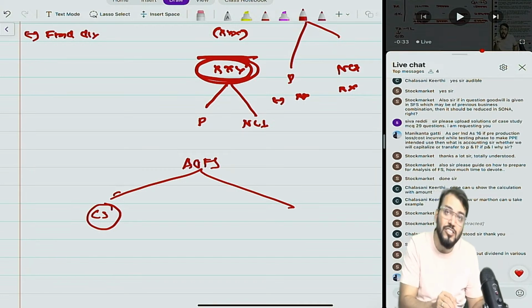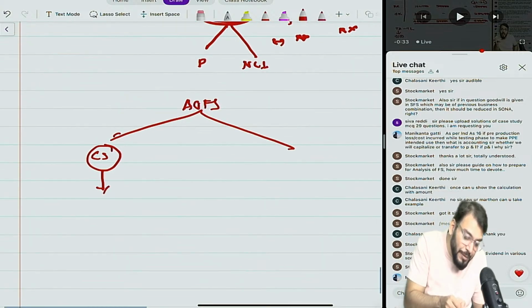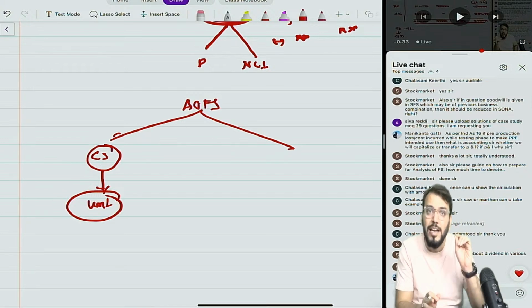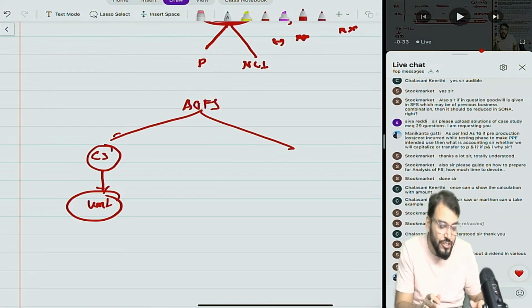I will say just read the case study and read the solution, how to write it down. So in analysis of financial statement, writing is important. How to write it down, that you need to understand. Already I have discussed how to write down case study based questions of the analysis chapter.